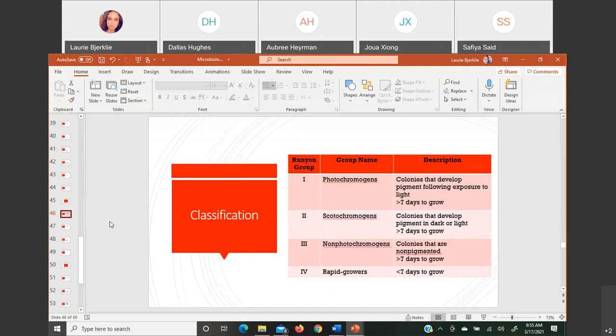So photochromogens are ones that can produce pigment following exposure to light, so photo for light. Scotochromogens will produce pigment whether it's in the dark or in light. Non-photochromogens are non-pigmented, and then rapid growers will grow in less than 7 days.